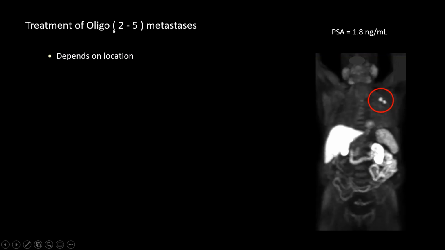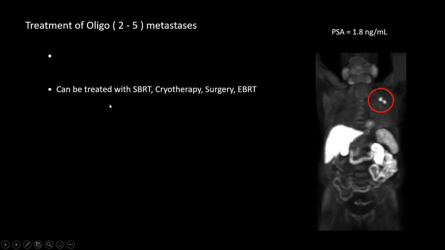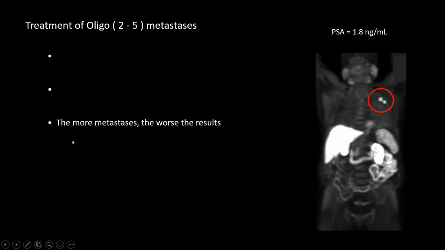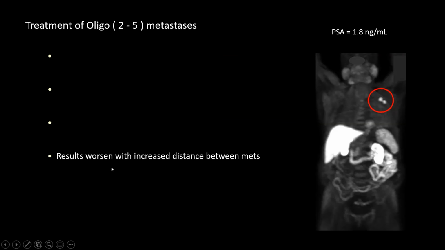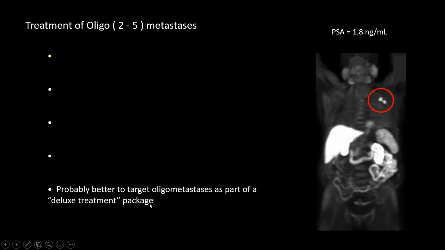For oligometastatic disease, this is anything but solitary, 2 to 5 lesions, depends on location, can be treated with all the same tools, radiation, freezing, surgery, whatever. The more the metastasis, the worse the results. So when you start pushing 3, 4, 5 lesions, you're probably not going to shoot them all down. Results also worsen if these spots are far apart from each other. Usually, if we start to see lots of spots, we start thinking the Deluxe treatment package. And I'll talk about Deluxe treatment a little later.